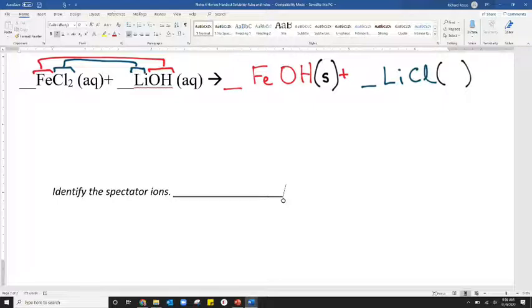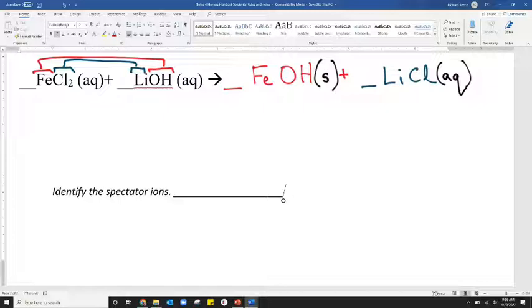And then LiCl, is LiCl going to be soluble or insoluble? Yeah, it's soluble because it's a group 1 metal. Lithium is a group 1 metal. So it's definitely soluble. Okay, any questions so far? We've still got work to do, but at this point, does anybody have any questions?